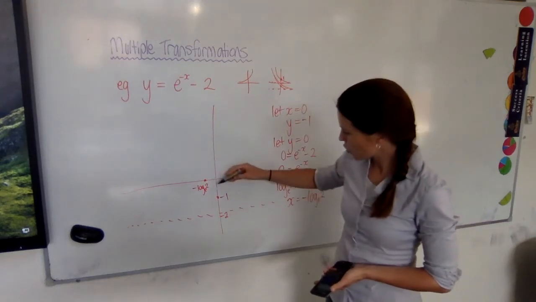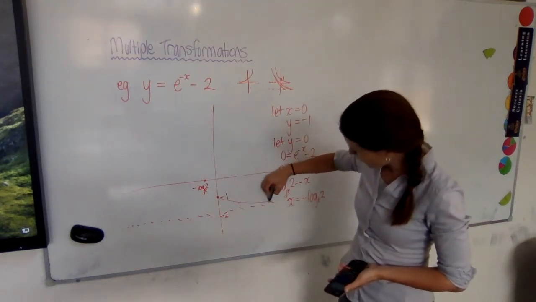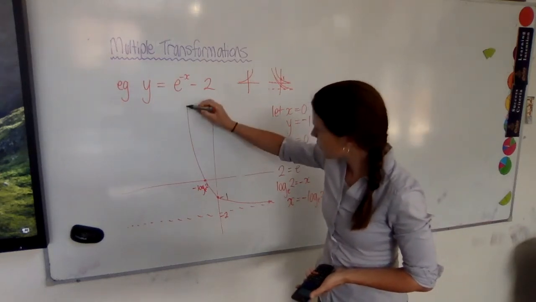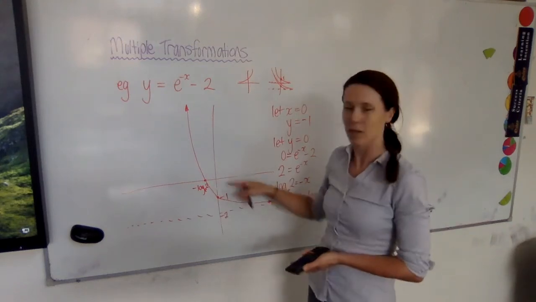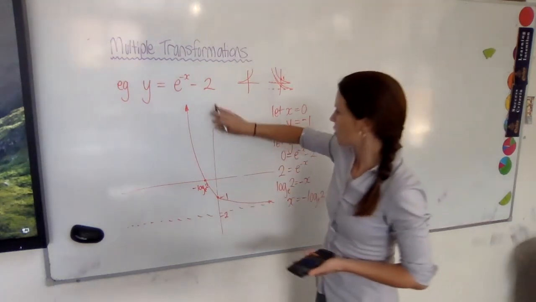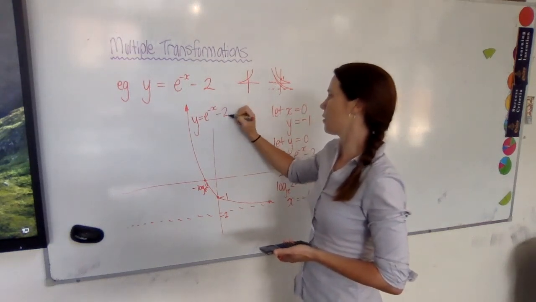Now I've got my 2 points here, and I know the basic shape. It needs to come down close to this asymptote and then go up sharply. I've labelled at least 2 points, so it's got scale, it's got asymptote, and it's got its intercepts. So I'm finished, I just need to label the curve. And we're done.